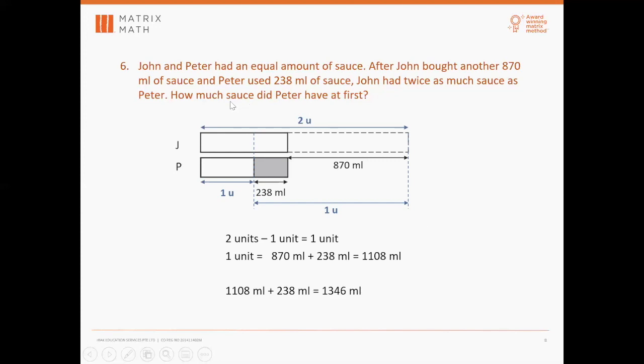And you want to find out how much sauce did Peter have at first. So look at Peter over here. At first, Peter has this much, right? But you know that 1 unit is 1108. So I can actually apply 1108 over here. And I am going to take back whatever he had used earlier to find out how much he has at first. So I'm going to add back my 238 here. So 1108 plus 238 will give you a total of 1,346 ml. So Peter will actually have 1,346 ml of sauce at first.